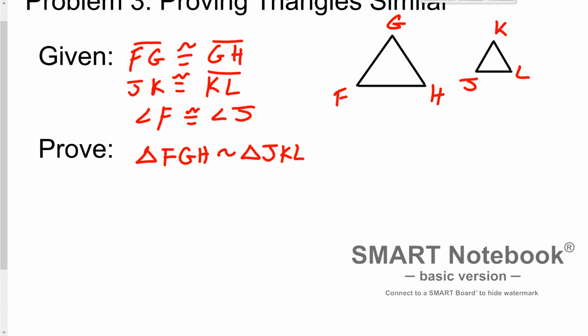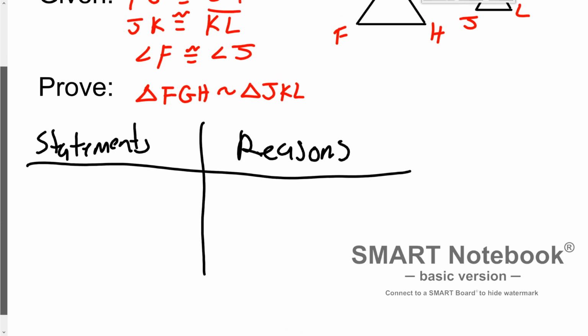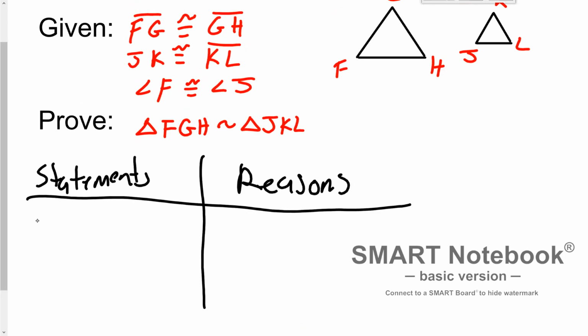The best way to do that is a two-column proof where you have statements. So you make statements and then you give reasons for those statements. You got to justify your reasons. So you give directions and then you justify your reasons. You always start with what's given, so you want to start by what's given right here.